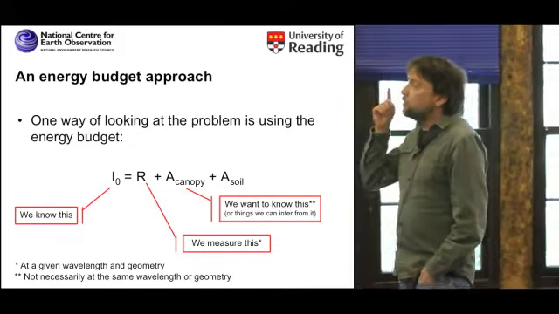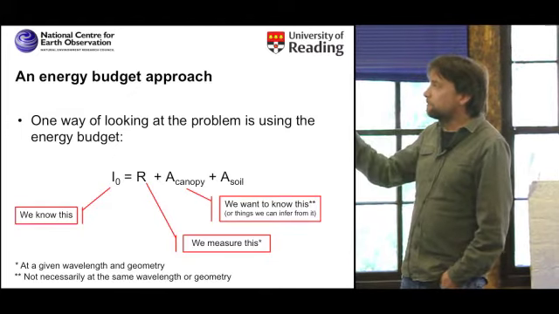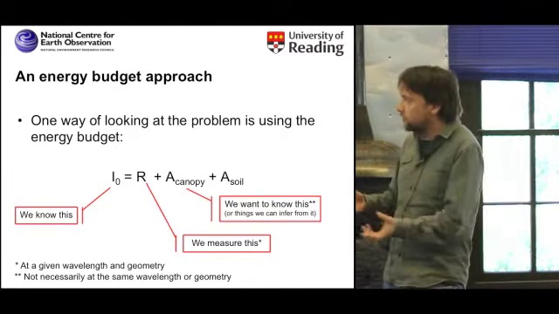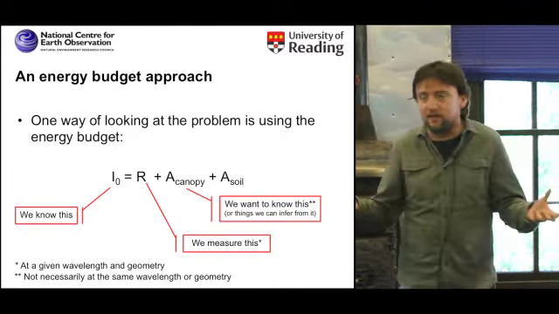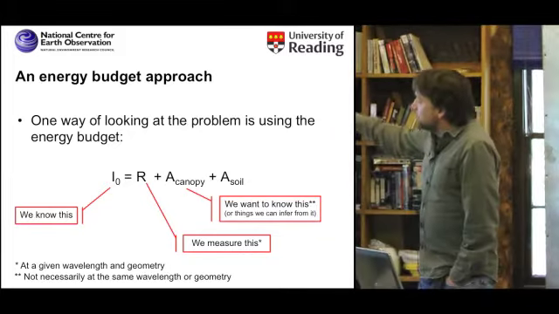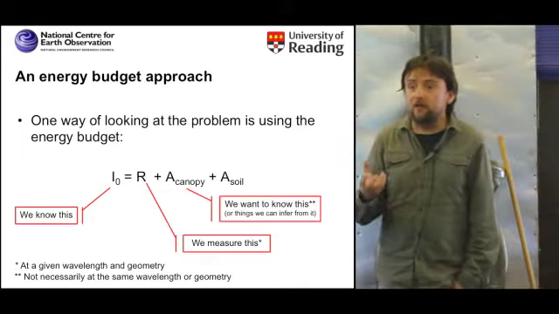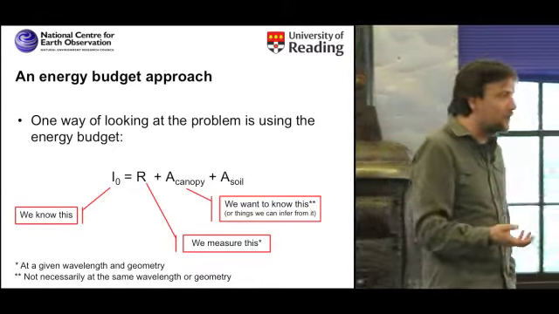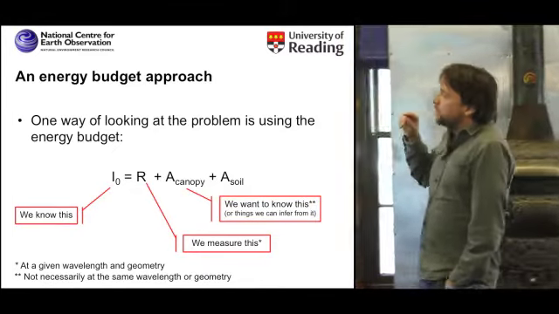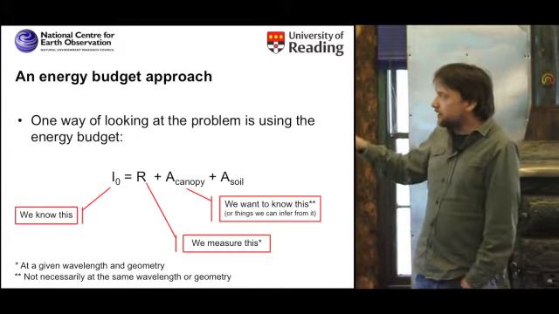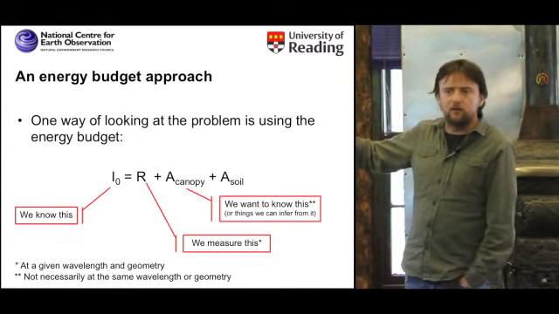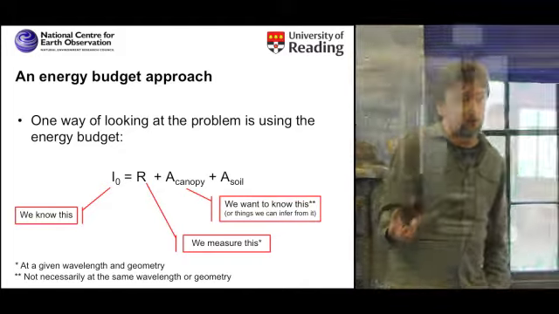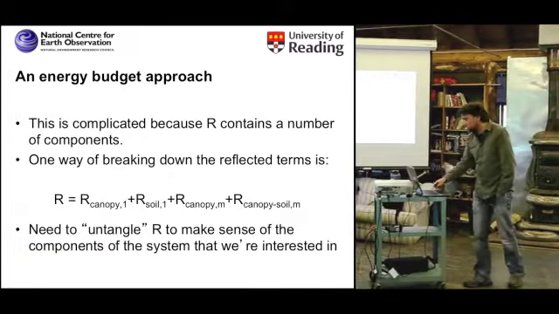Now, what we want to know, then, is what's absorbed, generally speaking to this audience. It's not always the case that what everybody wants to know is what's absorbed in the canopy, but I'm speaking to this audience. What we want to know is what's absorbed in the canopy, or perhaps things we can infer from what's absorbed in the canopy, like chlorophyll content, leaf area index, and so on. But it's not necessarily at the same wavelength or geometric setups as the thing we observe, which complicates matters. And also we have some amount of radiation that's absorbed in the soil, which is difficult to account for.